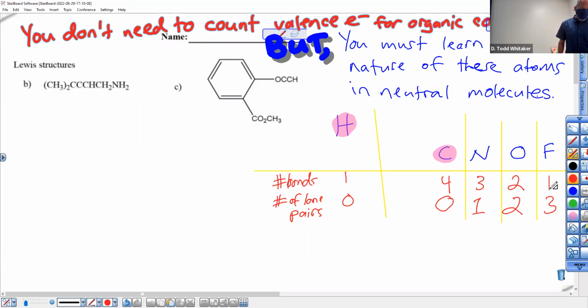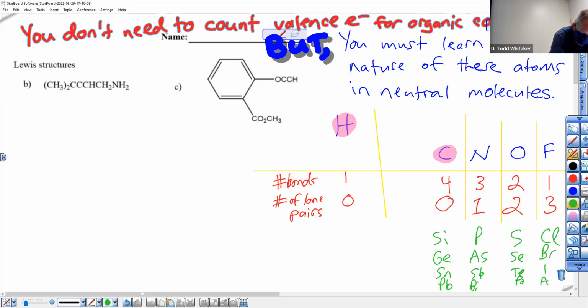So, what about atoms related? Well, where would you put silicon here? Same information as carbon, right? Silicon, germanium, tin, lead. Nitrogen, phosphorus, arsenic, antimony, bismuth. Sulfur, selenium, tellurium, polonium. Chlorine, bromine, iodine, and we'll never talk about astatine, but it's there. So if I asked you, what's the nature of bromine? You'd say 3 lone pairs and 1 bond, right? What's the nature of silicon?